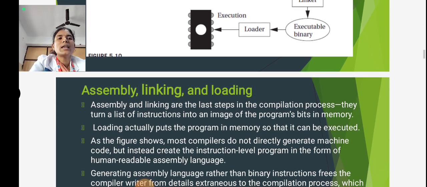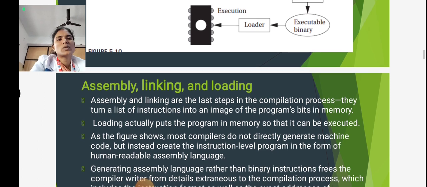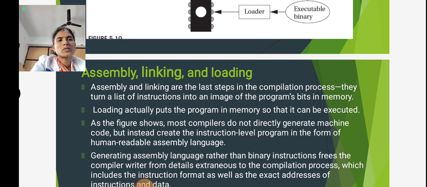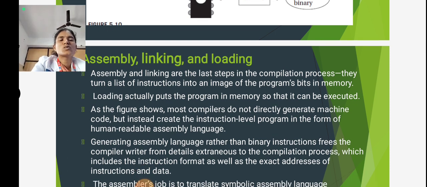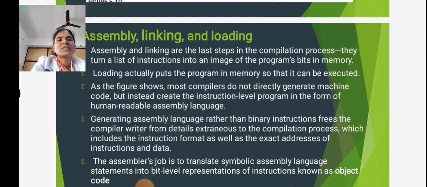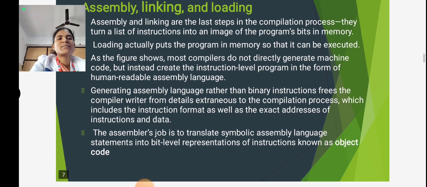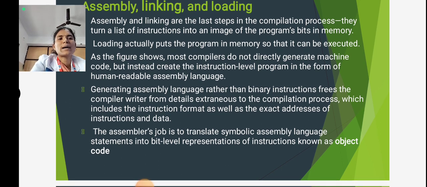There are three main steps in the compilation process of an embedded program: assembly, linking and loading. The assembly and linking are the last steps in the compilation process. They turn a list of instructions into an image of the program bits in memory. Loading actually puts the program in memory so that it can be executed. Generating assembly language rather than binary instructions frees the compiler writer from details extraneous to the compilation process.